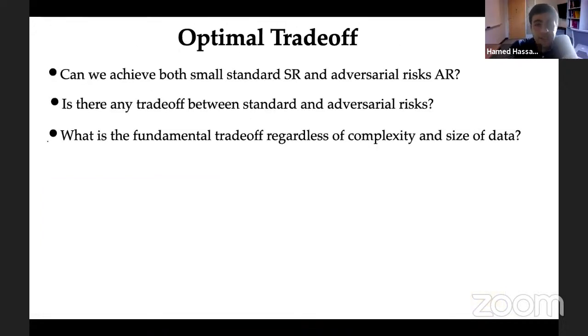Okay, so optimal trade-offs. What I'm going to do now is assume that I have infinite data and infinite computational power. And so what I'll do is try to find the minimizer of both of these risks, the adversarial risk and the standard risk, for different models. I would study these for different models and see what kind of trade-offs I get.